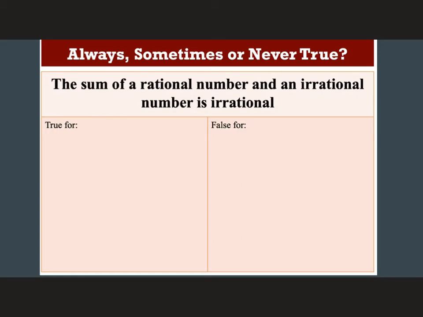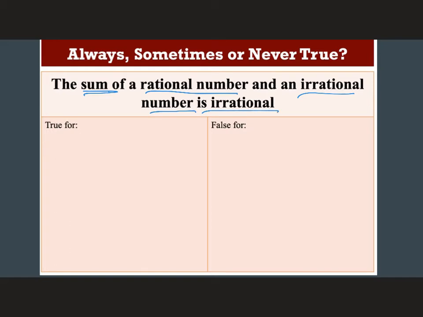So you have several slides that look like this. At the top, you have to tell me always, sometimes, or never true. And here is your statement. This statement says, the sum of a rational number and an irrational number is irrational.